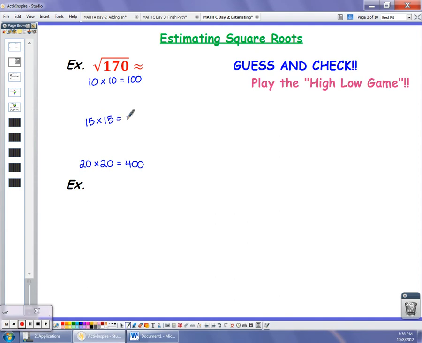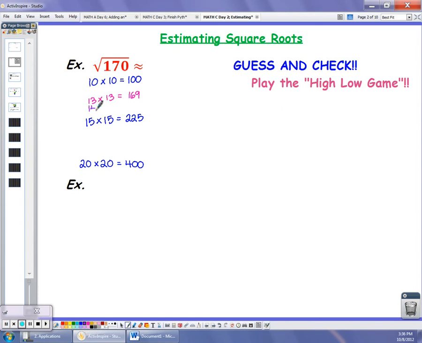15 times 15 will give us 225. Thus narrowing it down between 10 and 15, since 170 is between 100 and 225. So I'm going to go ahead and try right in the middle of those, which is 13. 13 is going to give us 169. And we can see that that is very close to the square root of 170.